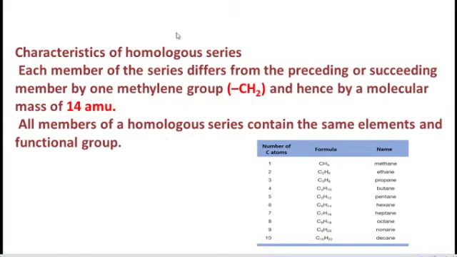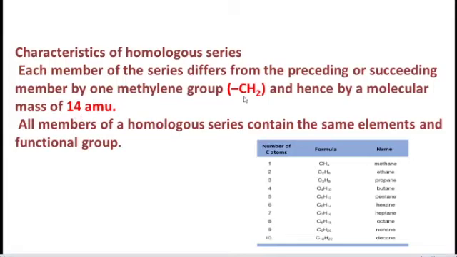Then what are the characteristics of homologous series? Each member of the series differs from the preceding or succeeding member. Preceding means before the compound, succeeding means after the compound. Member by one methylene group, that is CH2, and hence by a molecular mass of 14 AMU. All members of a homologous series contain the same elements and functional group.